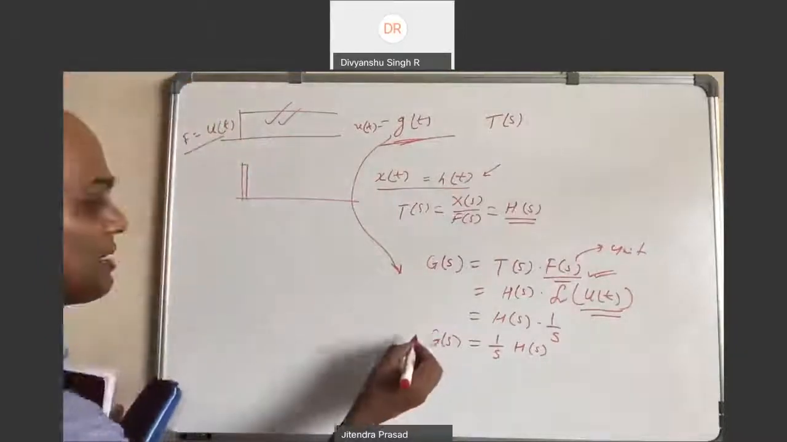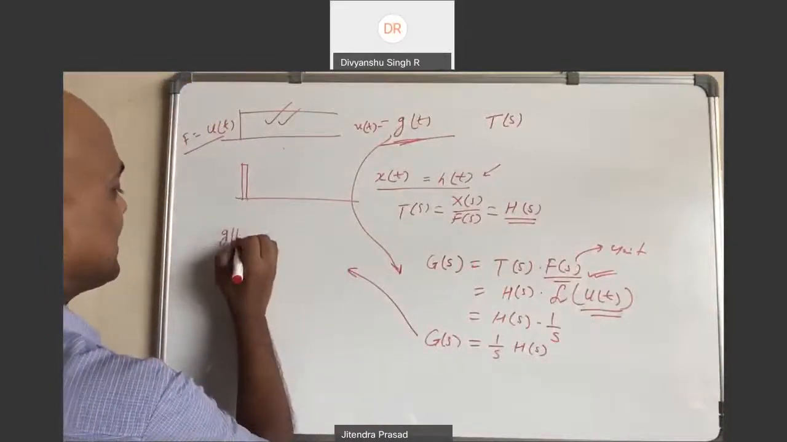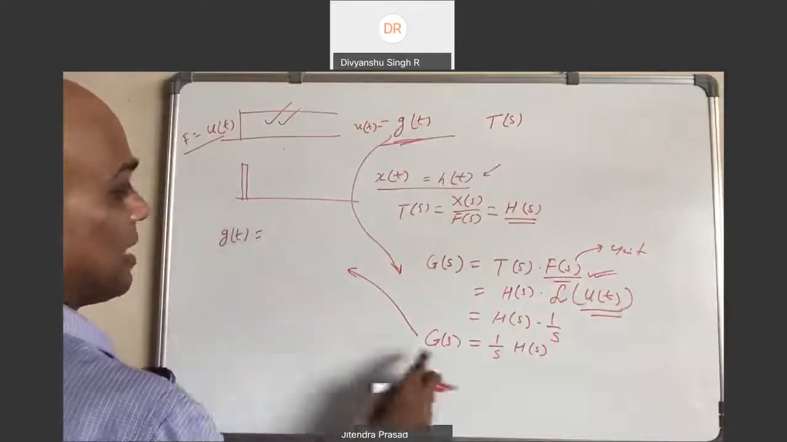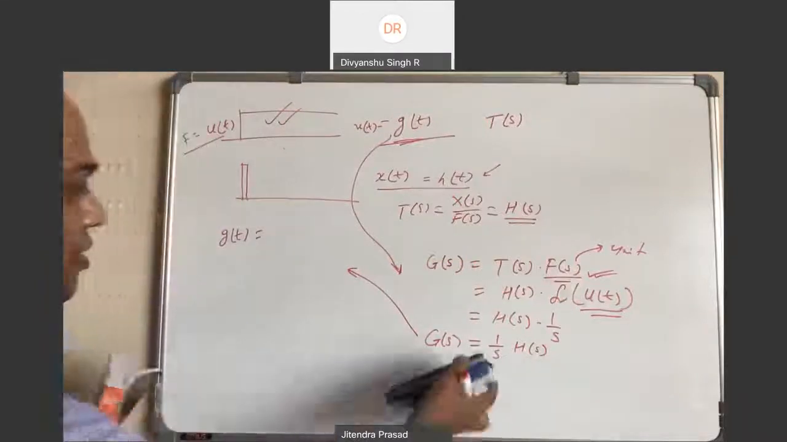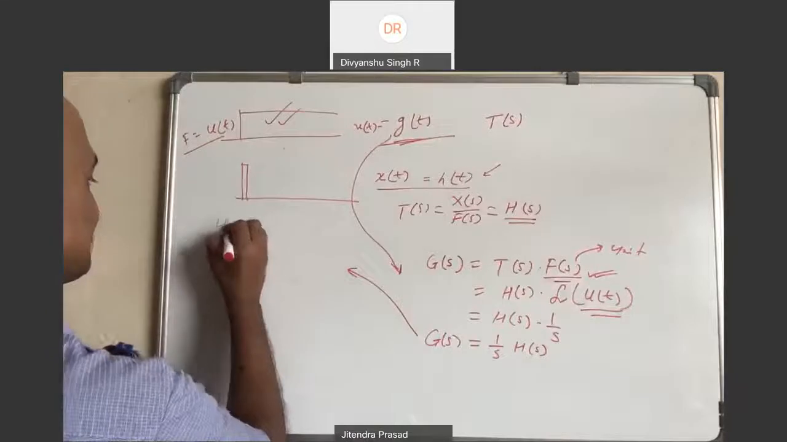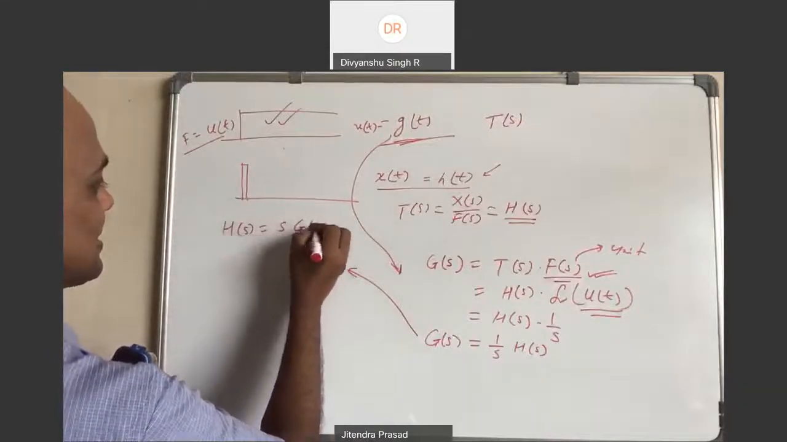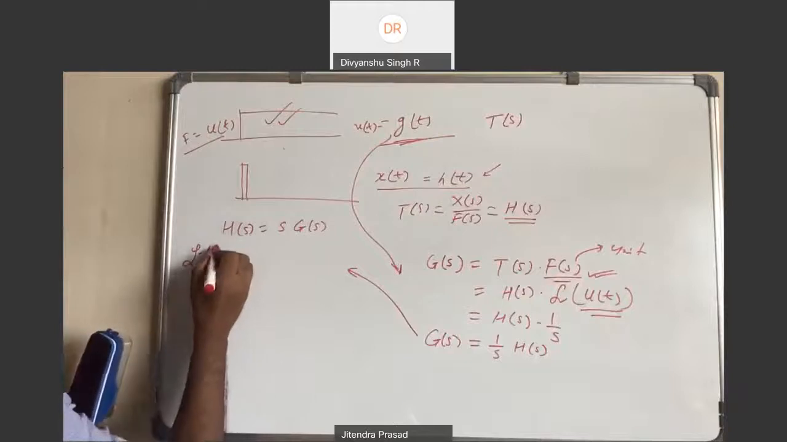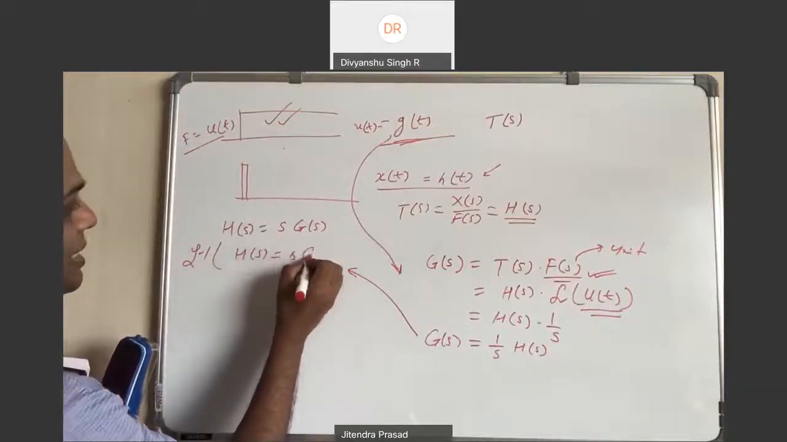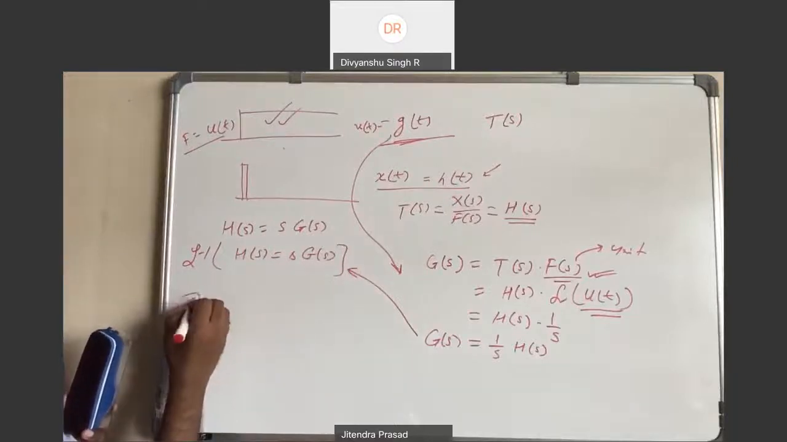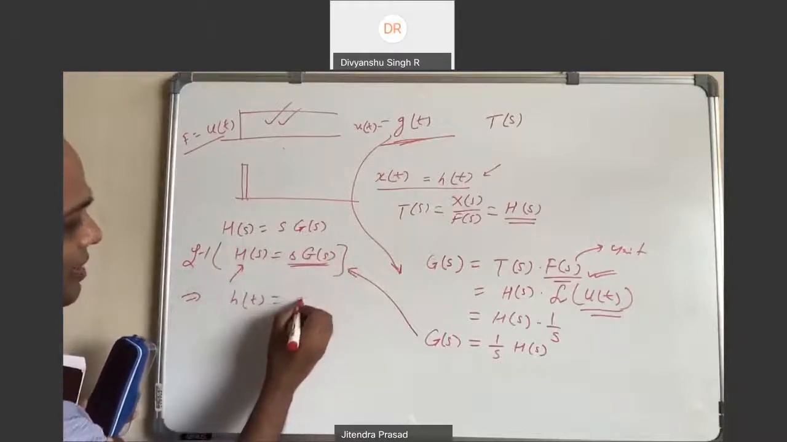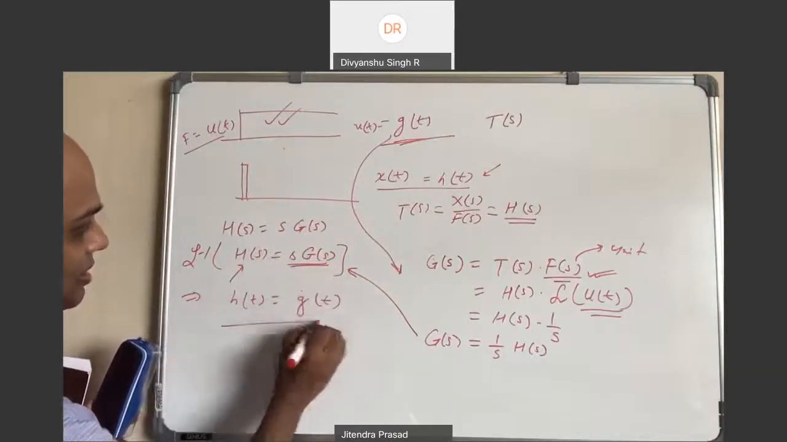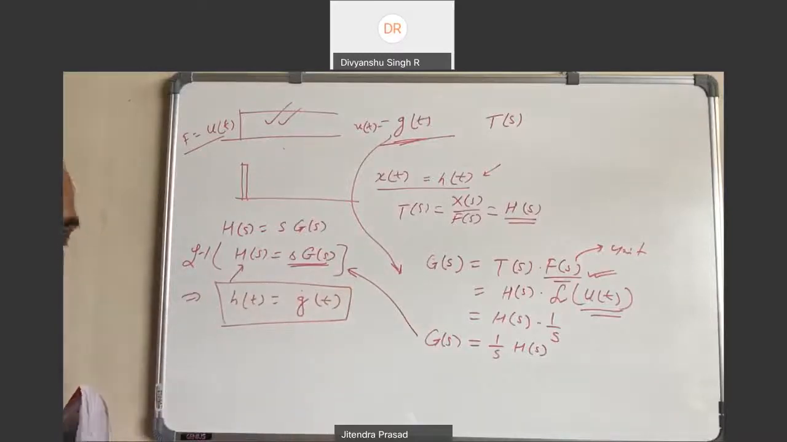And then you take the inverse transform of this one. Then you get g(t), or you can write simply like this, H(s) equal to s G(s), and take inverse Laplace transforms on both sides. And what you get? This becomes h(t), and s times G(s) is nothing but g dot of t, right? So you get like this. Yeah, got it?